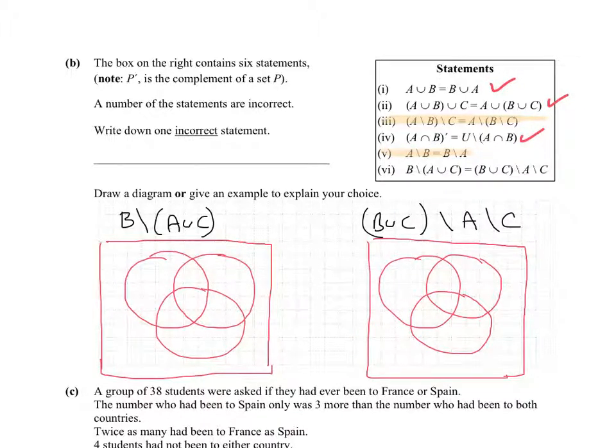Last possible statement, we just have two expressions. Let's see whether they're equal to each other or not. We've got B less A union C. So let's just think about what is inside the brackets there. A union C is this section here, and I'm going to take that away from B. So B is this section here, and from that I'm taking away the section that was in blue.